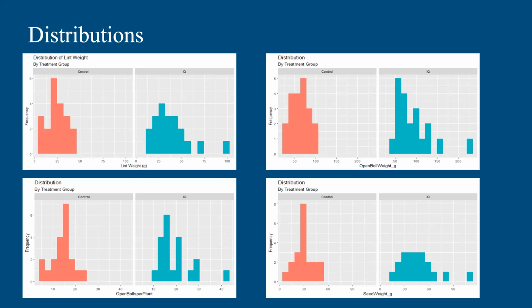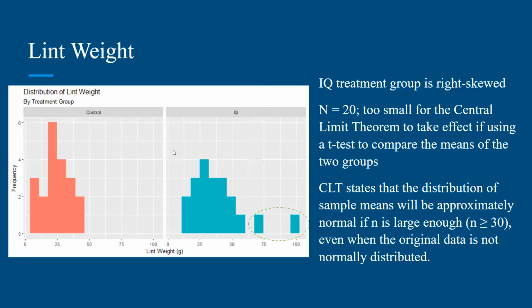As you can see, the distributions for the IQ-FORT treated plants are quite right skewed. For the purpose of this short presentation, I will focus in on one response variable, and that is lint weight. And as you can see again, the IQ group is very right skewed. Additionally, our sample size was only 20, meaning that we cannot assume normality based on the central limit theorem. This is because for the central limit theorem to work, we need a sample size of 30 or more.